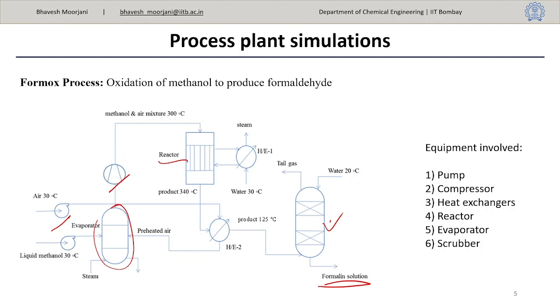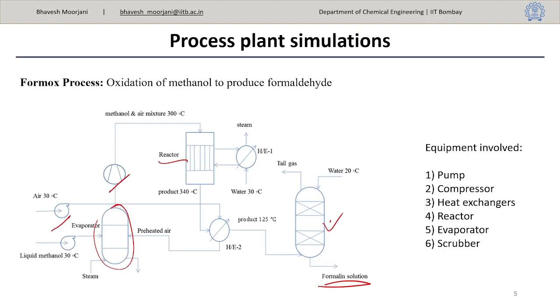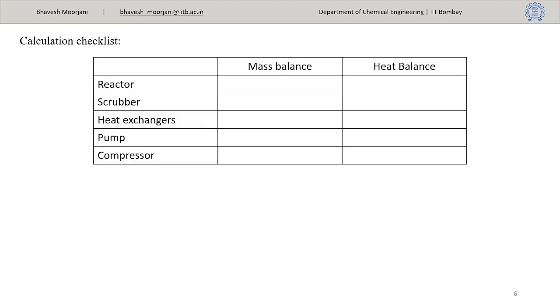Now, when we are doing mass and energy balance, you must have done mass balance and energy balance calculations in your unit operation related subjects, right? There we follow a set of equations for each of these. So let's say I make a checklist: for each of the 6 equipments that I have in the system, what kind of balances do I need?